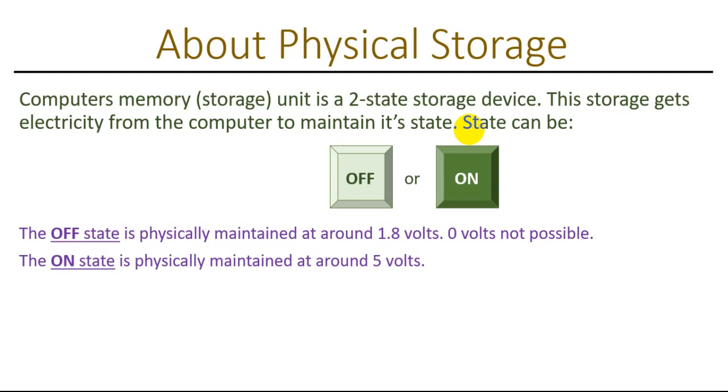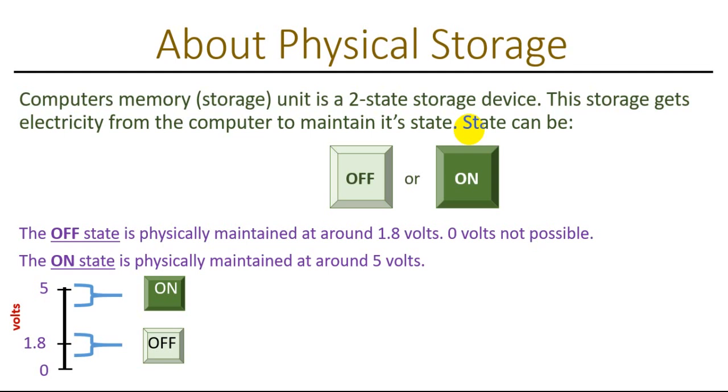Rather than talking about 1.8 volts and 5 volts, we will just say off and on. When you say off, you know it's 1.8 volts. When you say on, you know it's around 5 volts. So here's an example. In this graph, you have 0 voltage, 1.8 and 5, on the volts axis.